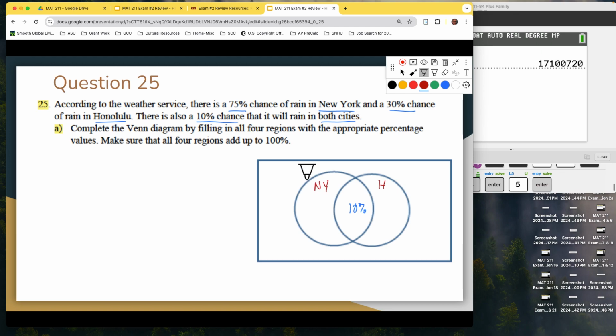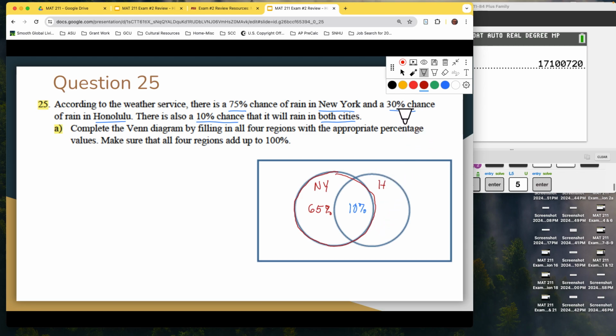New York has a 75% chance of rain, but we've already counted 10% of it, so doesn't it make sense that this would be 65? 65 plus 10 is 75%, which is the complete circle of New York City. And I'll do that in red, so we have two different circles. So this circle of New York City contains a 75% chance.